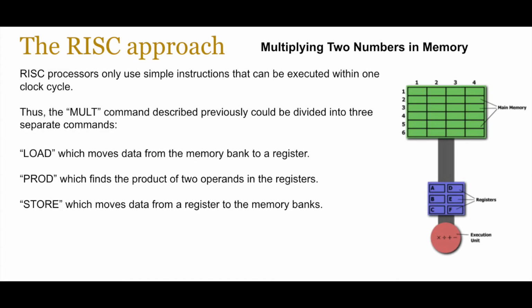Now, the RISC approach is slightly different. Since RISC processors only use simple instructions that can be executed within 1 clock cycle, the MULT command described previously could be divided into 3 separate commands. LOAD, which moves data from a memory bank to a register. PROD, which means find the product of 2 operands in the registers, and STORE, which moves data from a register to the memory bank.